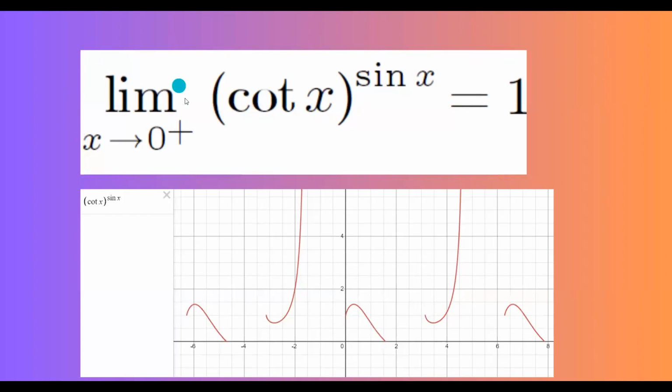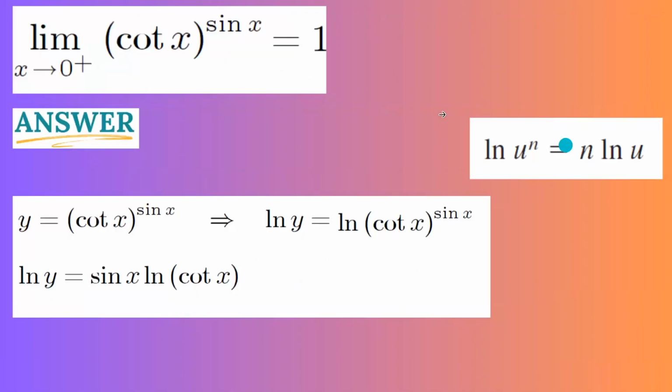Let us take a look at another interesting example. Here you have cotangent raised to power sine x, as x approaches 0 from right-hand side. So we are looking at this piece of the graph. As x approaches 0 from right-hand side, as you can see from the graph, it is equal to 1. But what is the calculus behind it?